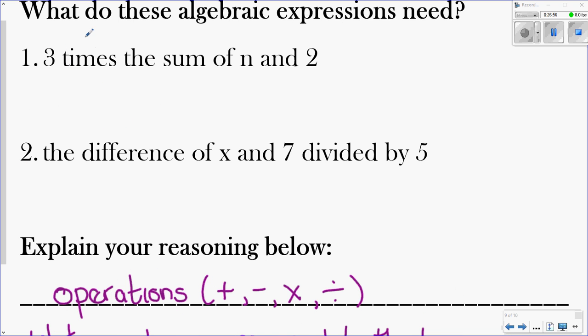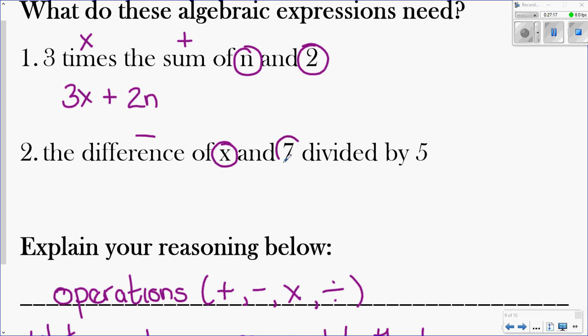So it says 3 times, we know that's multiplying, the sum of these two numbers. So then it'd be 3 times plus 2n. Now we have the difference. Difference is subtraction of x and 7 divided by 5. So the difference between these two numbers, so that's x minus 7, and you divide it all by 5.